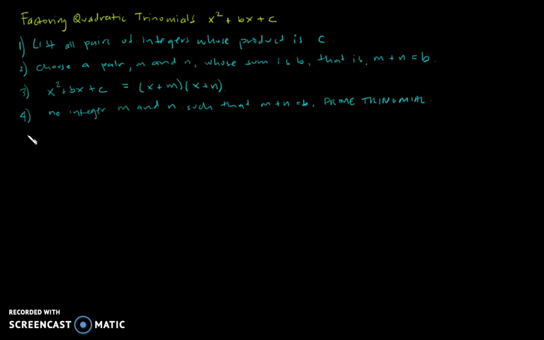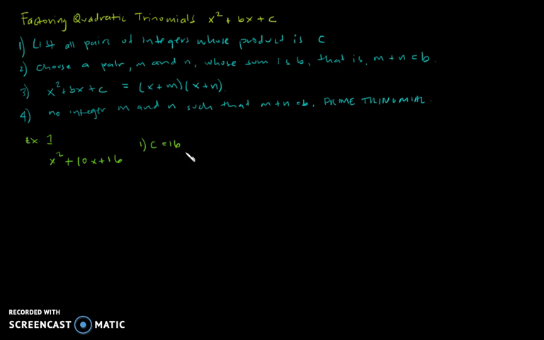So example number 1. Let's factor x squared plus 10x plus 16. Just follow these steps. First step, list all pairs of integers whose product is c. Your c here is 16.